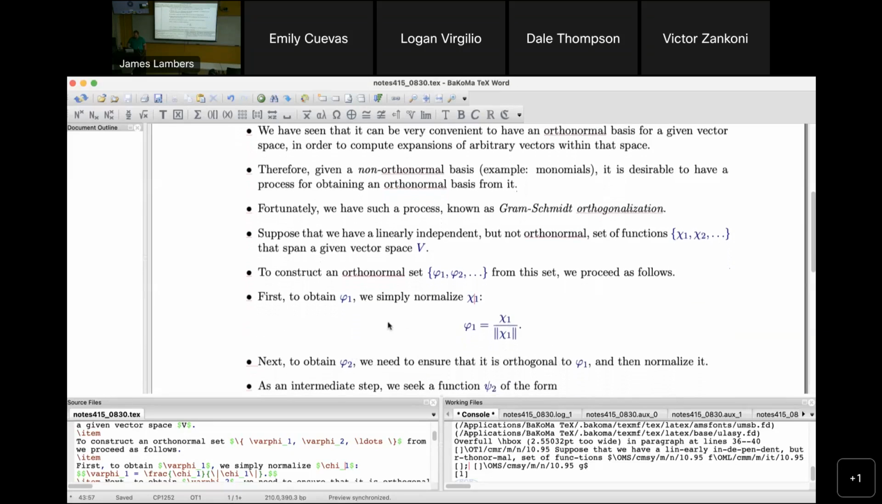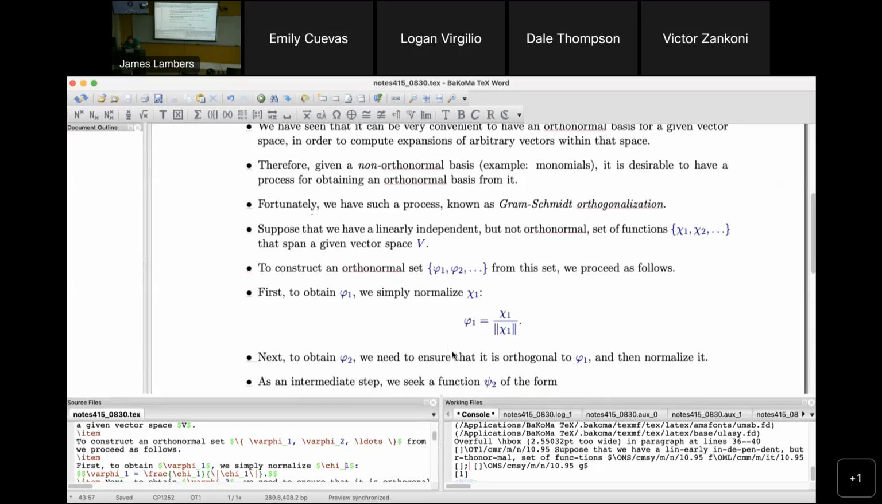Now, we're going to use chi2 to get phi2, in such a way that phi1 and phi2 are both normalized, but also orthogonal to one another. We're going to consider the two properties in sequence. First, we're going to ensure orthogonality. Then we're going to take care of normalizing, because normalizing is the straightforward part. Orthogonalizing takes a little more work.